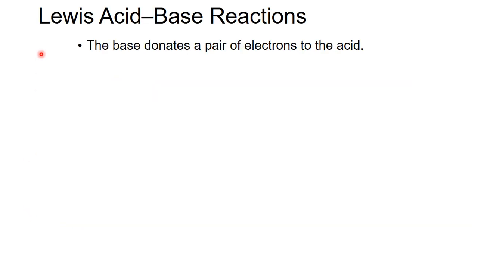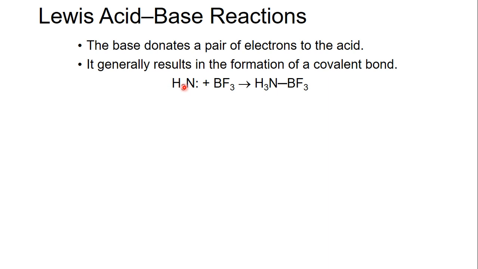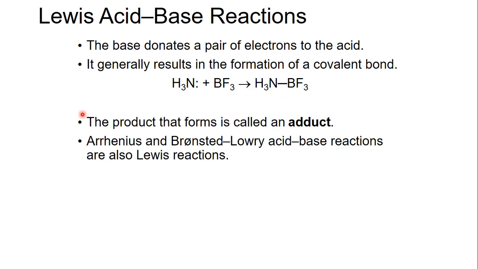In a Lewis acid-base reaction, you have your base donating a pair of electrons to your acid. And a lot of the times when this happens, you get a covalent bond. So here H3N is our base. We have our lone pair of electrons here, donating to our acid BF3, and we now have a covalent bond. This product we call an adduct. And the acid-base reactions we've been talking about in this chapter are actually technically Lewis reactions.